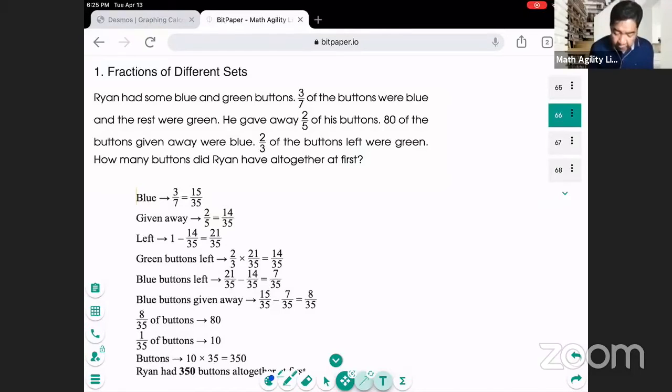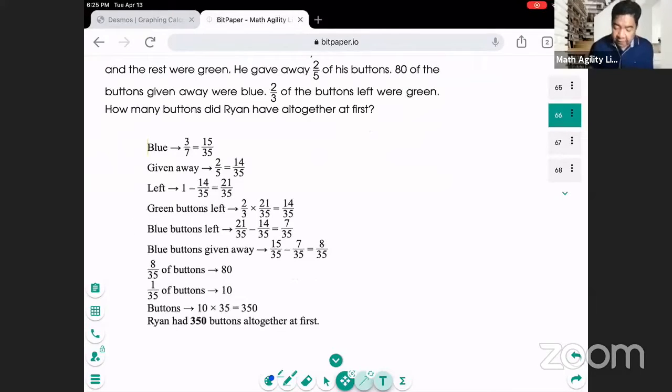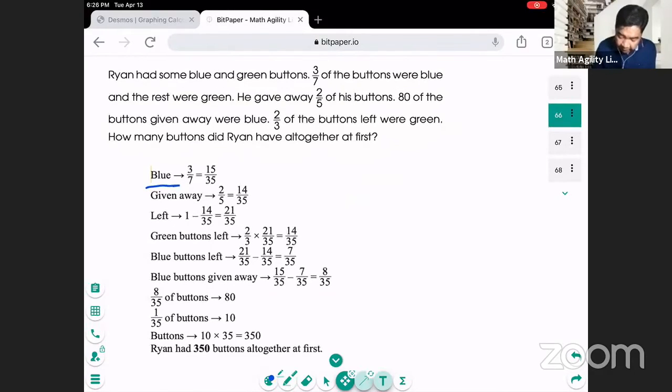So this is the Singapore way of solving this. First, he represented the blue buttons as, of course, we said it's 3/7 of x, without using any variable x. And then he converted it. The reason why he multiplied by 5 is because of this figure here, 2/5. So he multiplied both, so the common denominator would be 35, right?